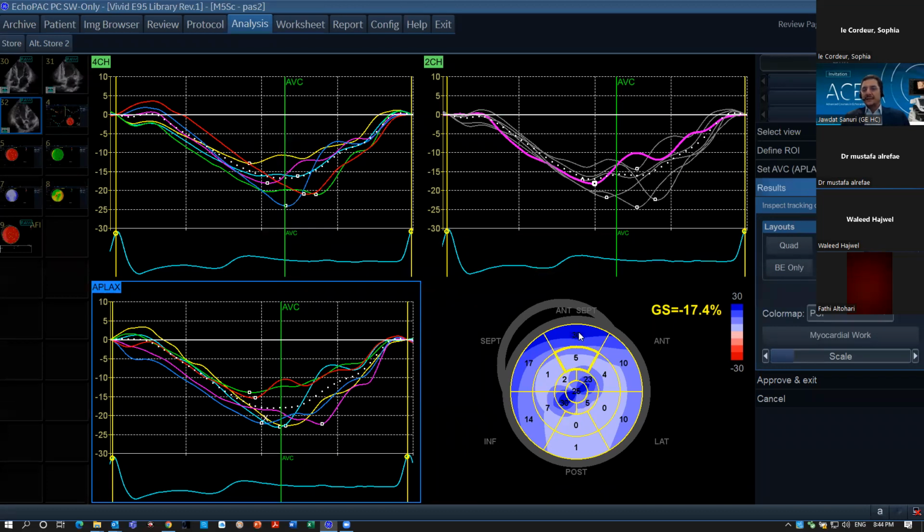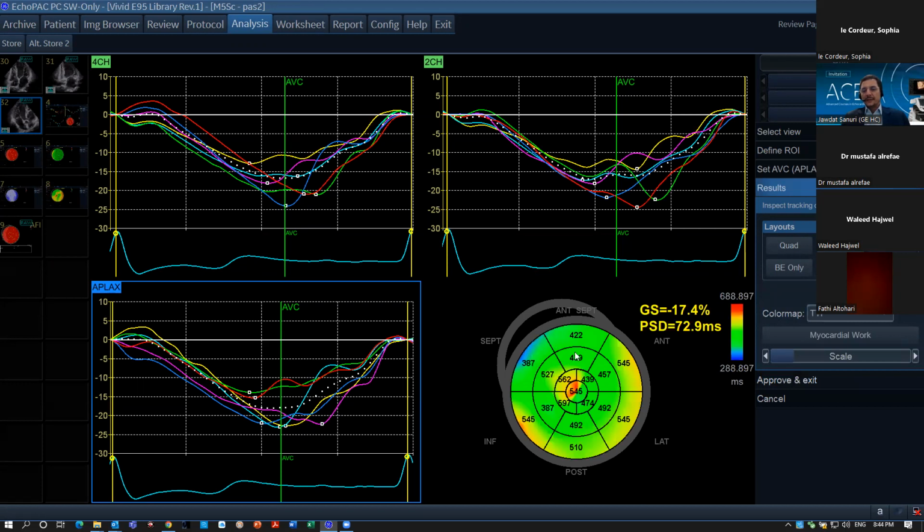Likewise, this segment is also showing some strain happening post-systole. And this one, which color is this? This is the red one, which is also showing some strain or some curvature that is happening post-systole. Then we can go to the next one, which is the time to peak strain, and that's showing me the time to peak strain and the peak strain dispersion, the standard deviation of the difference in milliseconds between all the segments, 72, 73 milliseconds.